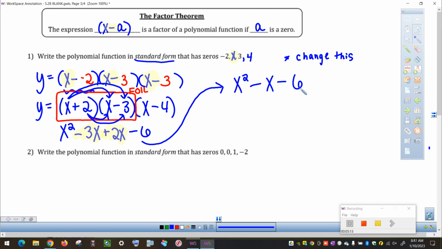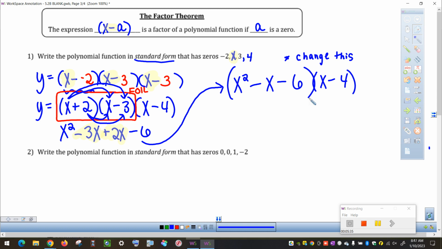Now, I don't want to forget about the x minus 4. And so I am going to put the x minus 4 in the parentheses behind the result of my FOIL. And I still need to multiply these together. And so I'm going to put the result of my FOIL in another parenthesis. Those parentheses touching indicate that those two expressions, those two pieces, are still being multiplied together.